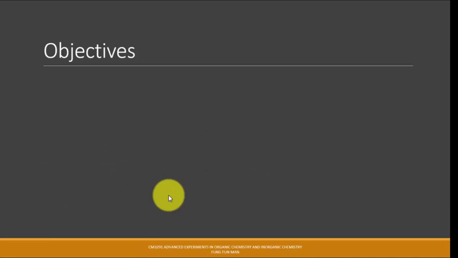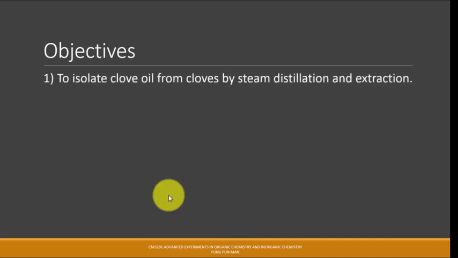Now the objective for this experiment is, number 1, to isolate the clove oil from cloves by steam distillation and extraction. And number 2, we need to characterize the product using spectroscopic techniques.